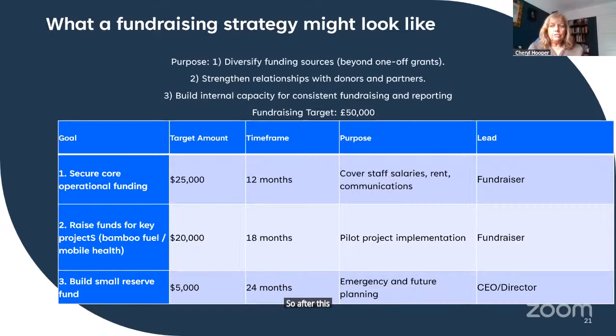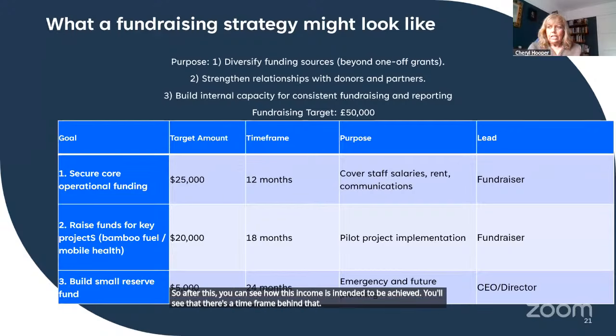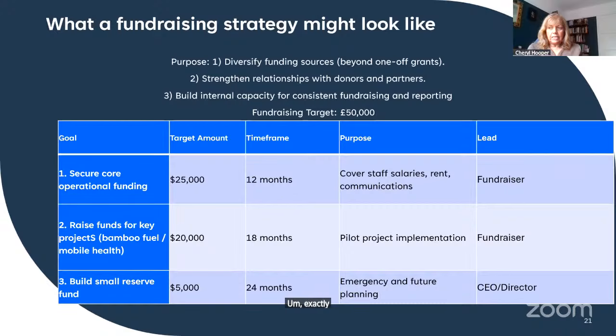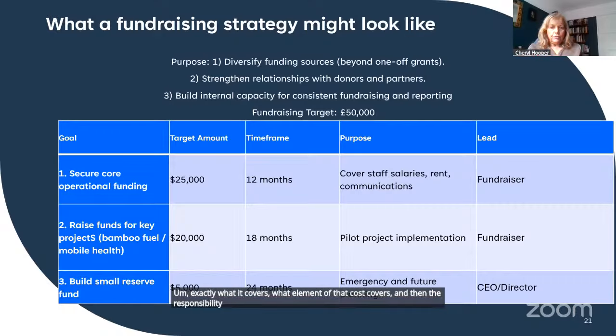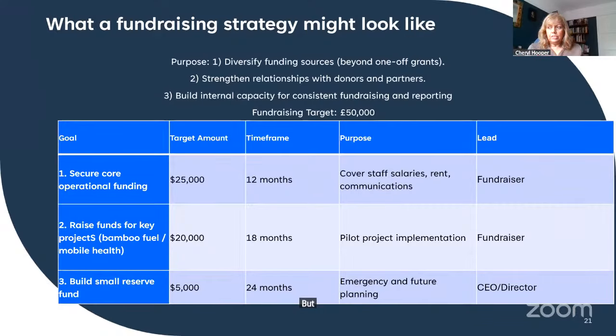After this, you can see how this income is intended to be achieved. You'll see that there's a time frame behind that, exactly what it covers, what element of the cost it covers, and then the responsibility of who leads. Overall responsibility should be the director or the CEO for ensuring that this is followed, with individual activities delegated to your fundraiser or whoever is your appropriate member of staff.